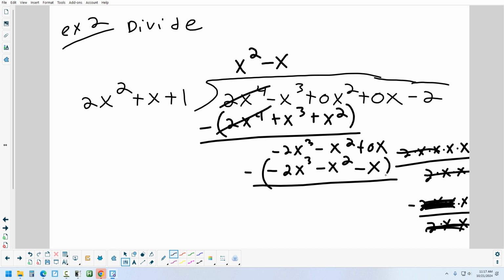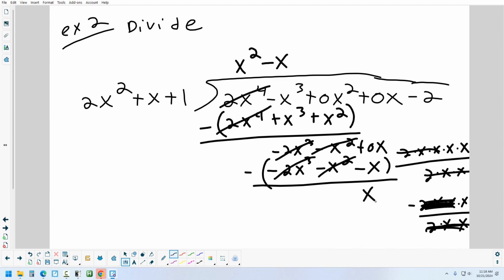What's negative 2x cubed minus 2x cubed? 0. What's negative x squared minus negative x squared? 0. It's also 0. So I told you sometimes you could get two things that cancel. That's a case where it did. And now we're basically going to be done. What's 0x minus x? X.